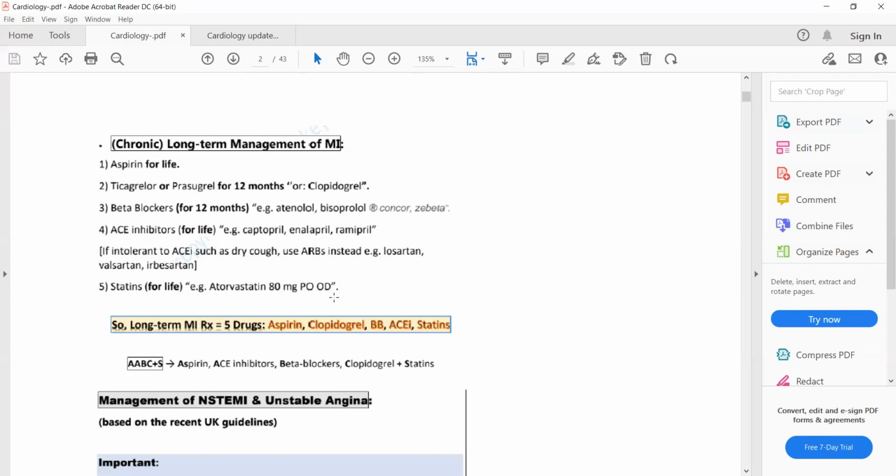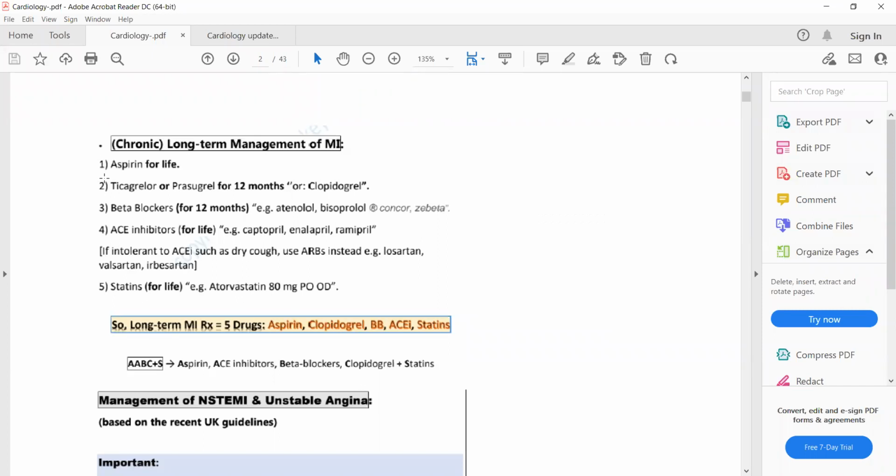How do you spell that? The other one you said just now. Ticagrelor. It starts with P. Oh, okay. Ticagrelor, okay, that's fine.